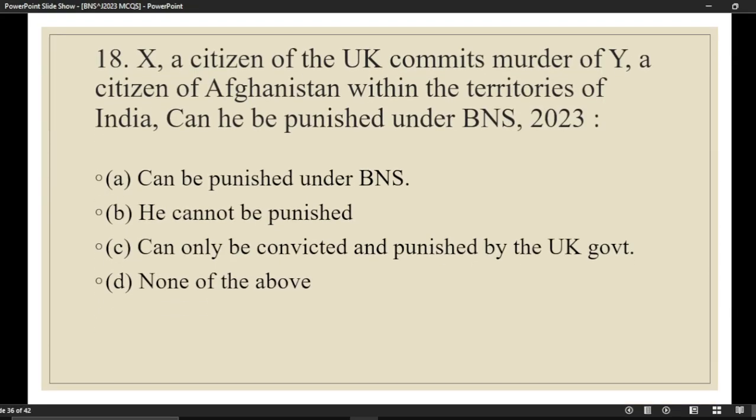Question 18. X, a citizen of the UK, commits a murder of Y, a citizen of Afghanistan, within the territories of India. See, X is a citizen of a different country, that is, he is from the UK, and he committed a murder of a certain person, Y, who is a citizen of Afghanistan. But that murder has been done within the territory of India. So can he be punished under the Bharatiya Nyaya Sanhita? Option B, he cannot be punished. Option C, he can only be convicted and punished by the UK government because the murderer is from the UK. Or is it option D, none of the above?